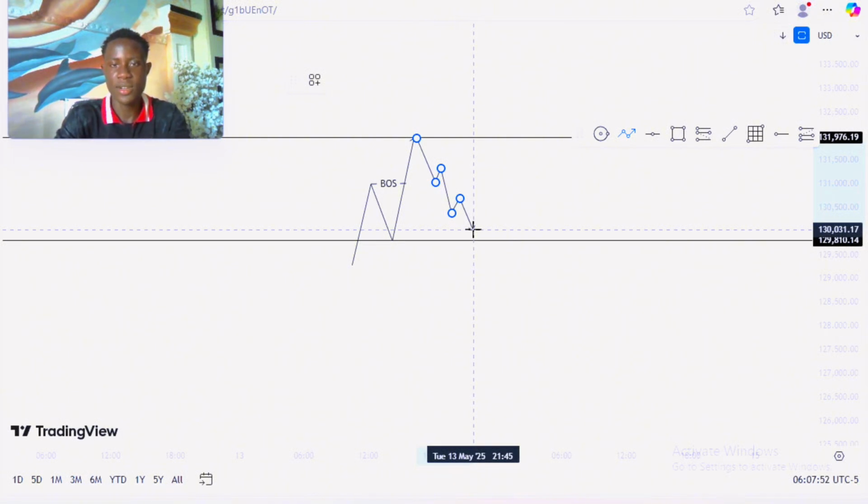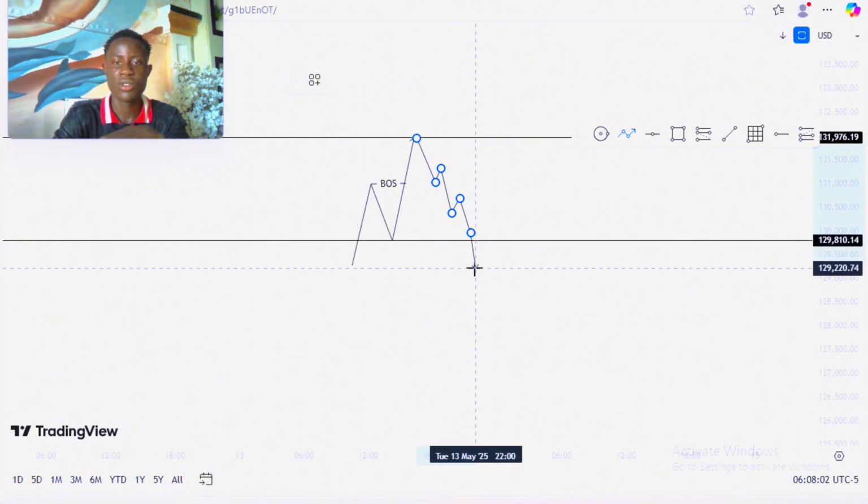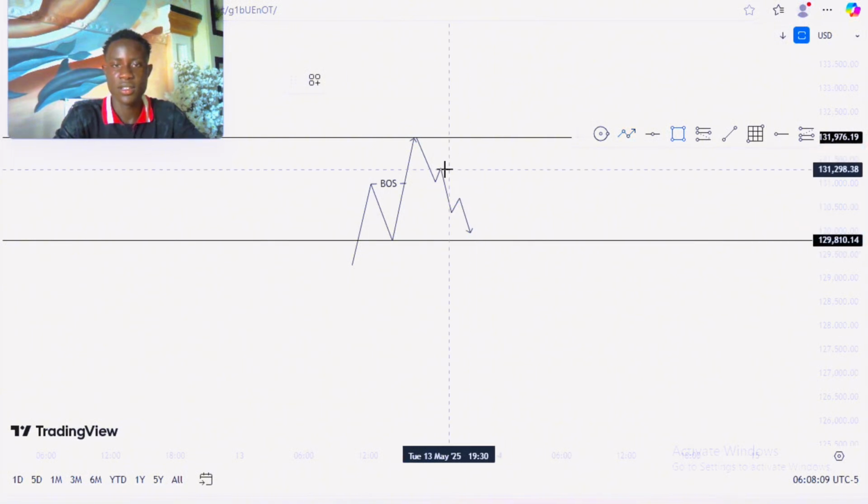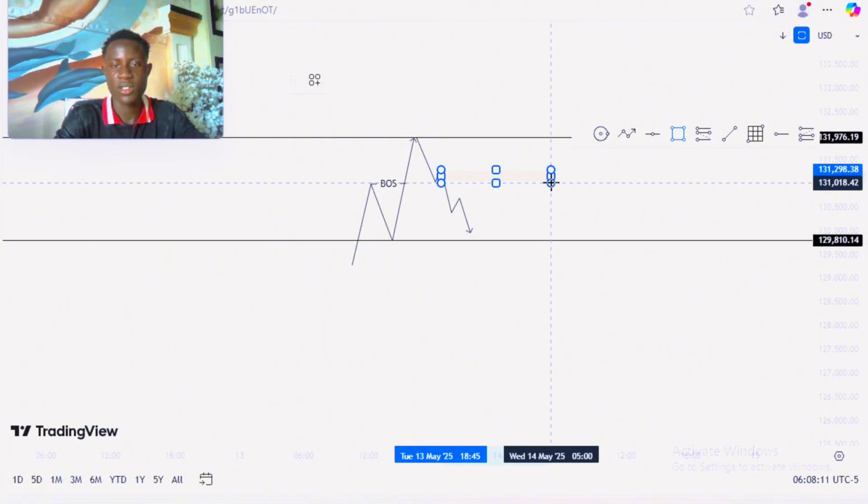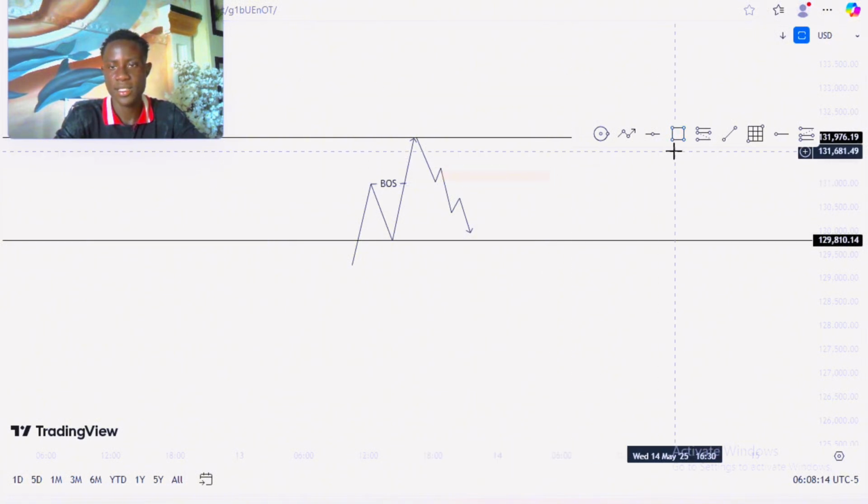So at this level, they might create a trend like this that is clear to the majority of traders, and the majority of traders on the lower time frame will see that this is a bearish market. So they'll be waiting to take a trade. They'll be waiting to take a sell from here, because on the lower time frame they see it as a bearish market.